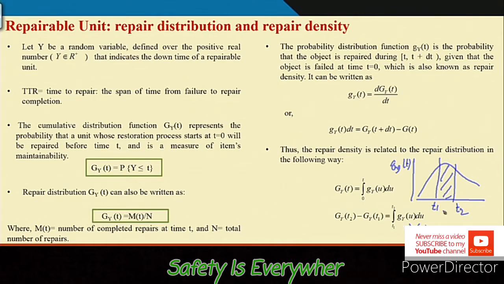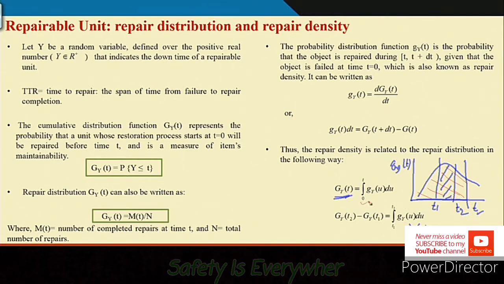Suppose I consider that this is my T value, then I want to know the probability that the component will be repaired within time T. That is nothing but G(t), and this is the integration of this equation, the area under the curve from 0 to T. That is what we have seen in the failure distribution case. Now, in repair distribution we are seeing the similar thing.